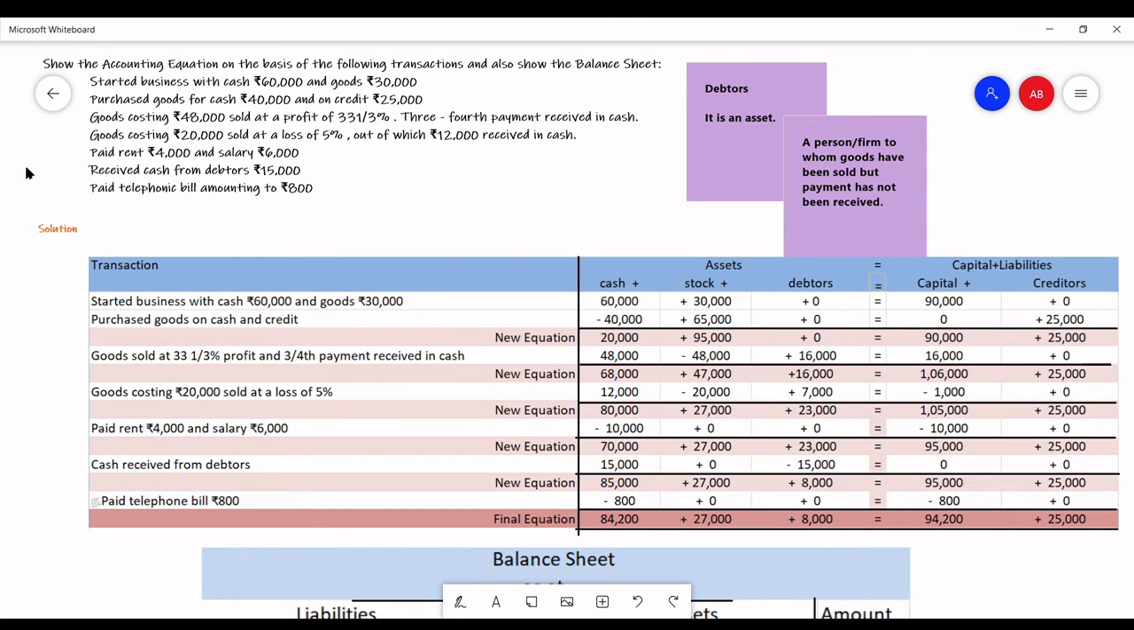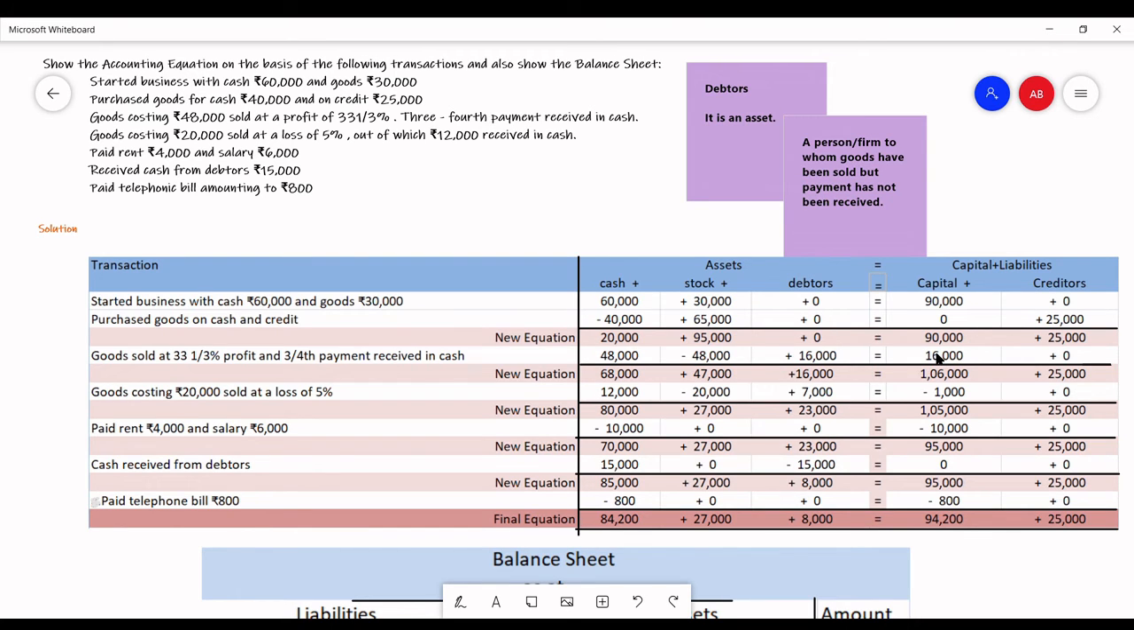The next transaction now reads: goods costing 48,000 sold at a profit of 33 and 1/3%. So from this transaction, it's evident that I have sold my goods. So my stock will be reduced by an amount of 48,000. And from selling this, I have earned a profit of 33 and 1/3%. So I've calculated 33 and 1/3% on 48,000, which becomes an amount of 16,000. Being a profit, it will be added to my capital. So below capital, I have written 16,000.